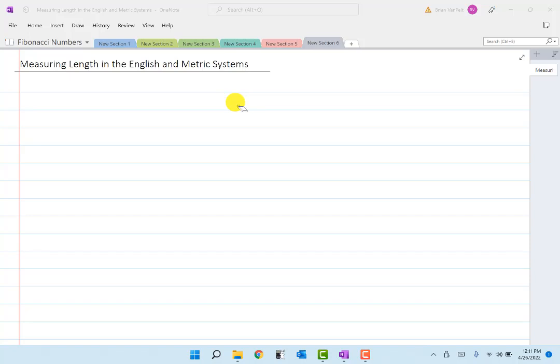In this video, we're going to look at length measured in the English and the metric systems and how to convert between themselves and each other. Let me start with the lengths in the English system.